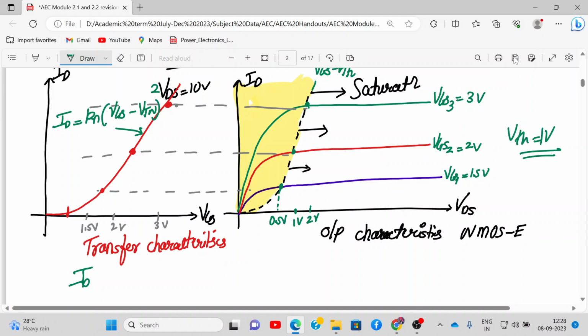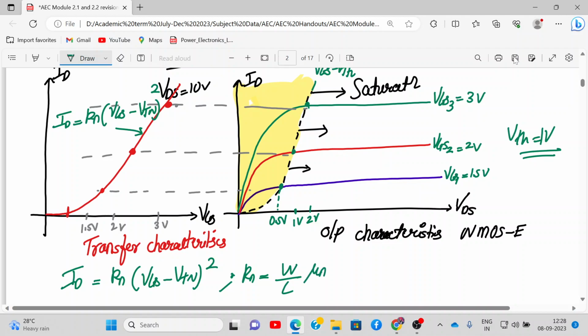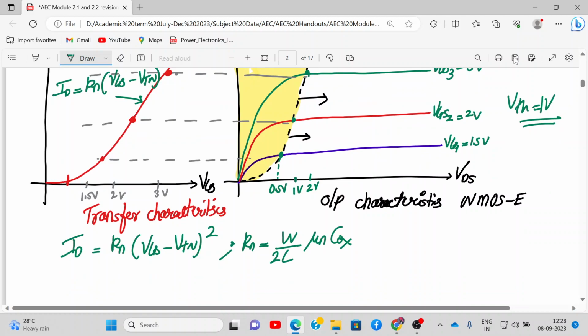This equation is only defined in the saturation region. Kn times VGS minus VTN the whole square, where Kn is W by 2L mu n COX, this is the value. Mu n is the mobility, COX is the gate oxide capacitance, W is the channel width, L is the channel length.